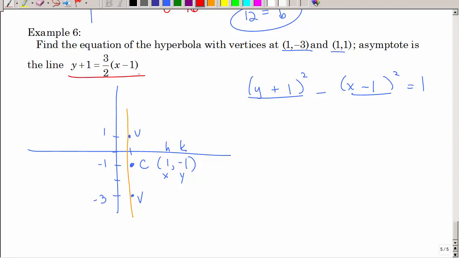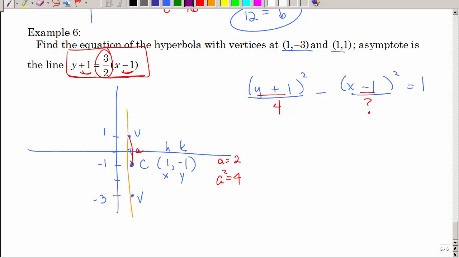What else do I need to know from this picture? I haven't used this yet. Hold on. From the center to the vertex, the distance is a. So I know a squared is, well, let's see, what's a? 2, so a squared is 4. So now all I need to know is what is b squared. And the only other information they've given me is that. Well, this kind of verifies my center matches. So that means the equation of the asymptote has a slope of 3/2.